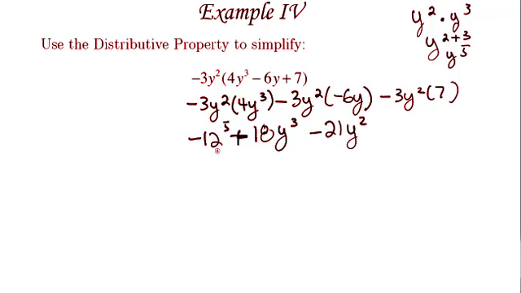The final answer is negative 12y to the 5th plus 18y cubed minus 21y squared. Again, what I did is I took negative 3y squared times 4y cubed, and that gave me negative 12y to the 5th, plus 18y cubed, minus 21y squared.